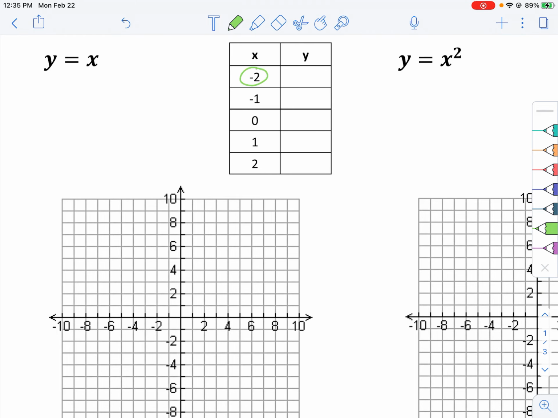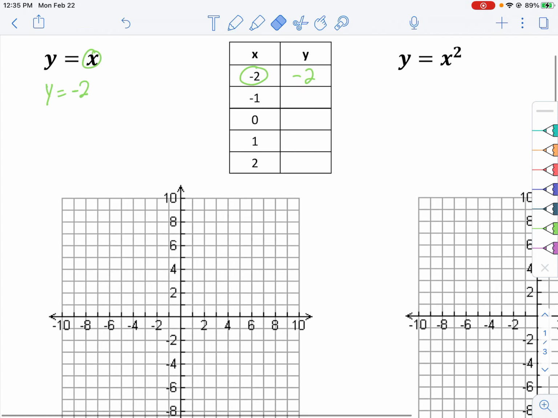You plug in -2, so I'd say y is equal to, and then we plug -2 in right here. That would tell us that y would be -2 when you plug in -2 for x. You plug in -1 for this x right here, it'd be y is equal to -1. And so on and so forth. You plug 0 in, y would also be 0. You plug 1 in, y would be 1. You plug 2 in, y would be 2.